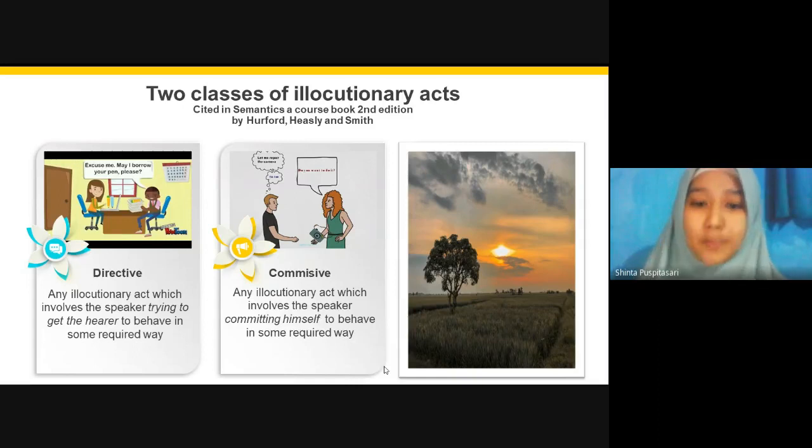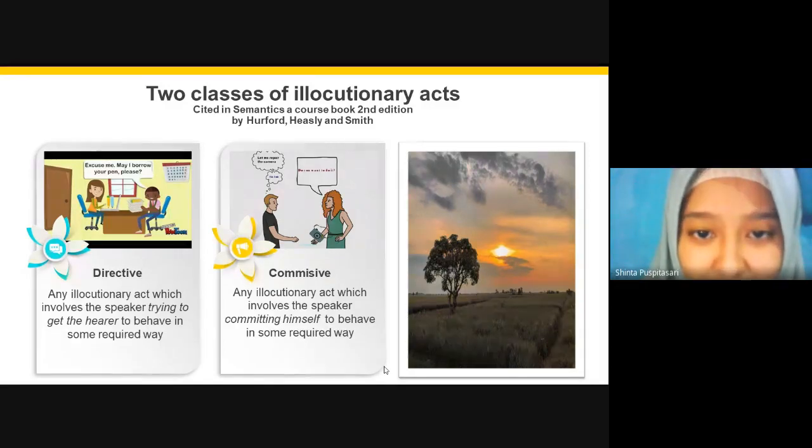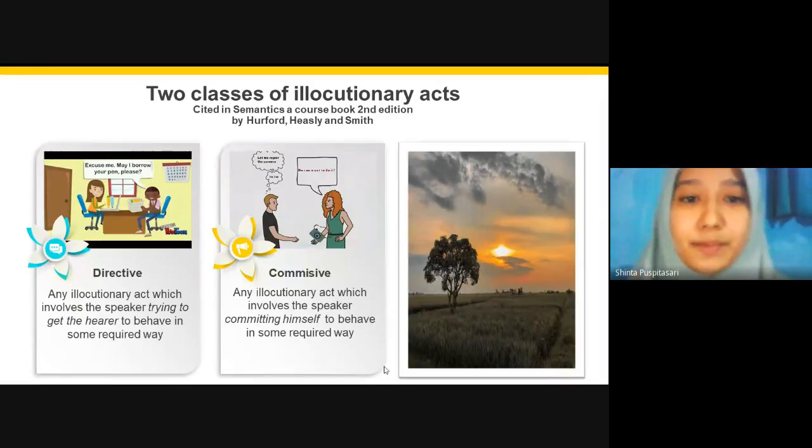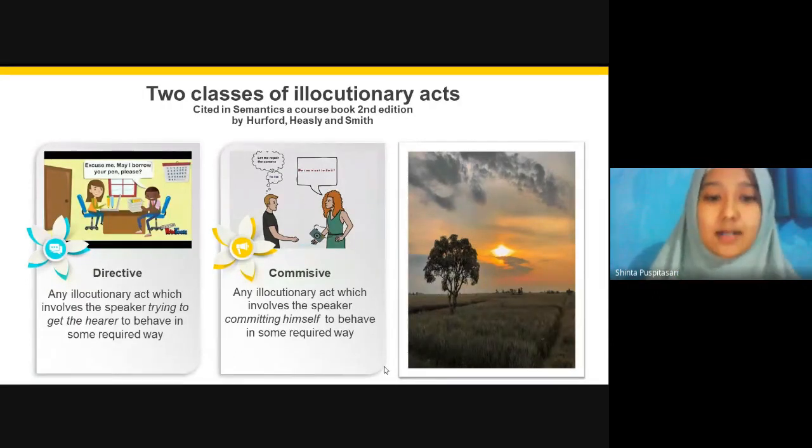And the commissive: any illocutionary act which involves the speaker committing himself to behave in some required way. For example, "Let me repair the camera." "Do you want to do it?" "Yes, I am." So the speaker commits himself to behave in a certain situation or communication in the required way.